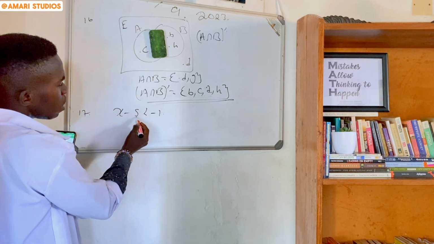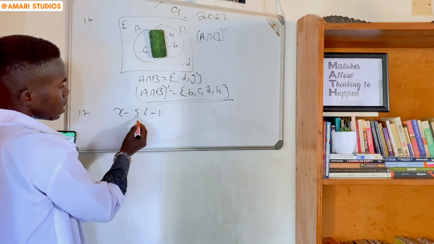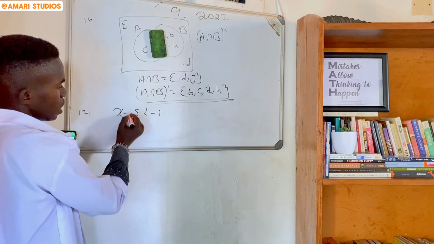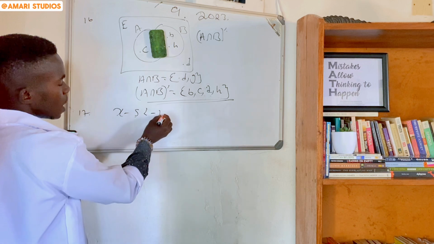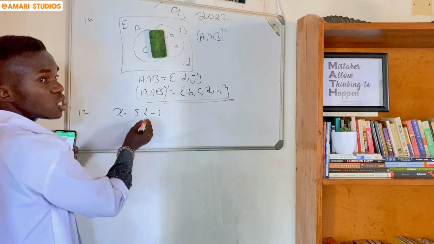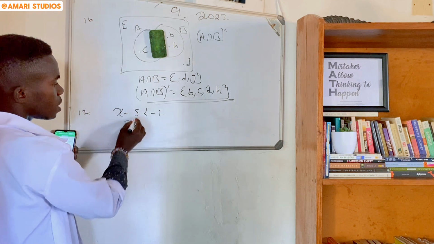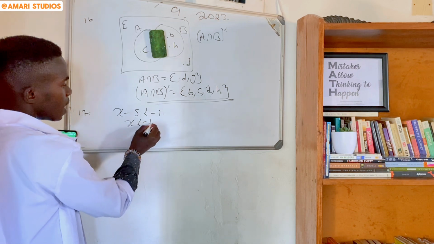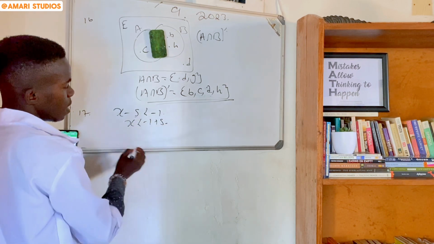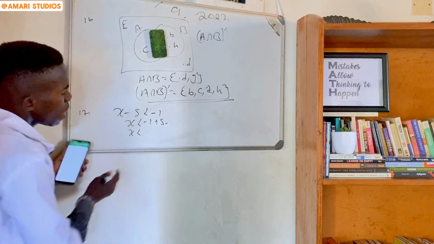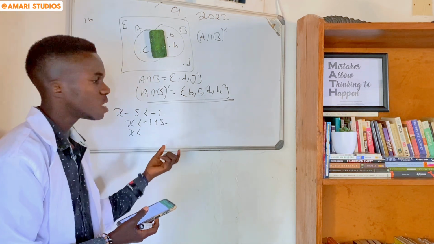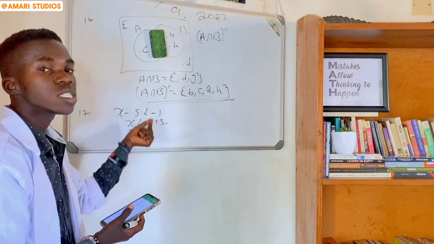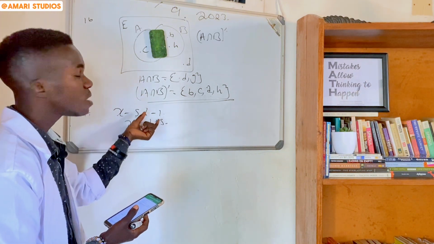So now we are going to collect like terms, and our like terms are negative 5 and negative 1. Negative 5 is going to close this less than sign, and when negative 5 goes to that side, the sign changes and it becomes a positive, meaning that it will be x less than negative 1 plus 5. As you can see, these two numbers have different signs, and according to mathematics, we always say different signs we subtract, and same signs we add.